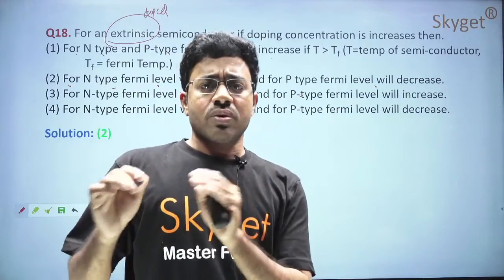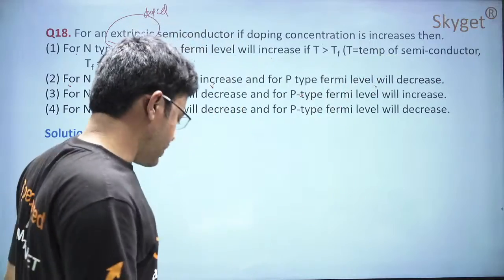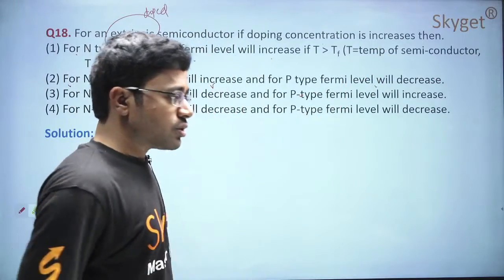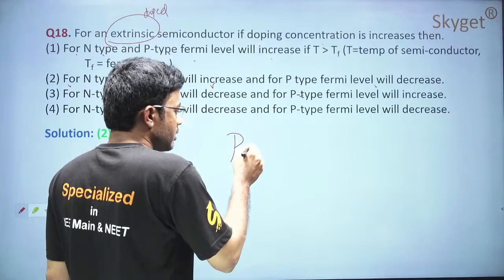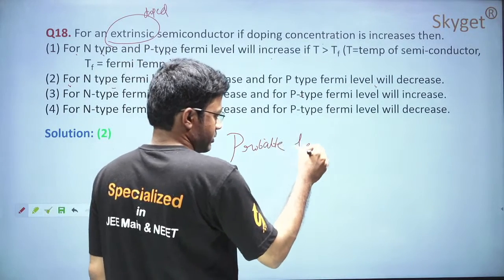First, let us understand what the Fermi level is. After that, we will discuss these 4 options. So first, let us see what the Fermi level is. So the Fermi level is a probable level of energy.